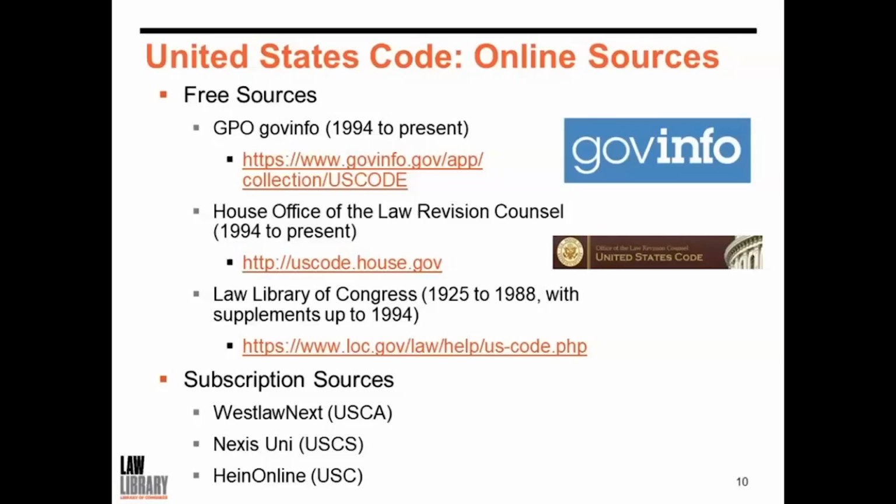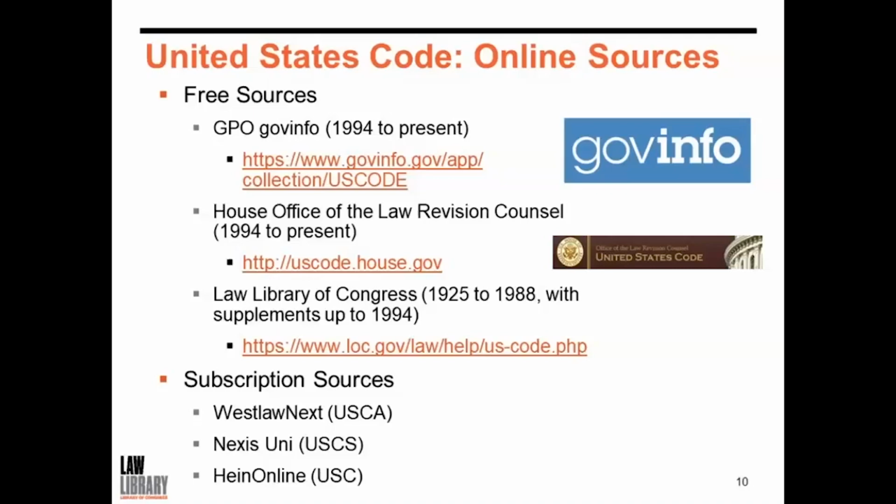For most daily work and for searchability, I think the Office of the Law Revision Council's website is the best. It's updated the fastest, it's really easy to search. So that's where I usually go to first, uscode.house.gov. I'm there like every day. When I want to browse pages of the code, I need to see exactly how they are in print, that's when I'm going to go to the GPO's govinfo.